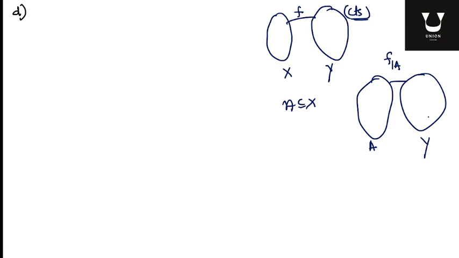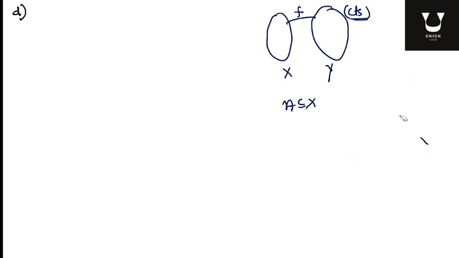If I restrict the map F to A, then it will be a map from A to Y. The rule is the same, but we have restricted the domain set. Then this is always continuous. Right? This is always continuous.